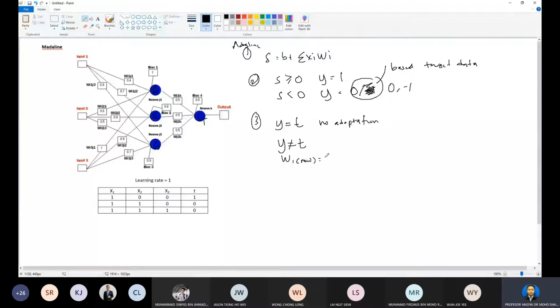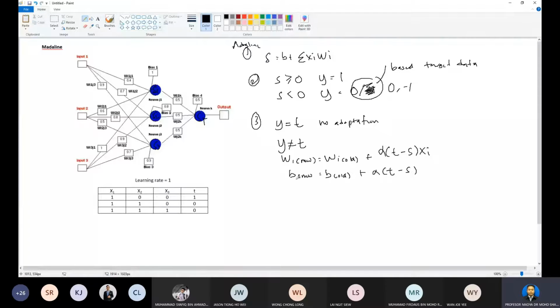The new weight equals the old weight plus alpha times (target minus s) multiplied by xi. And for the new bias, the old bias plus alpha times (t minus s). Okay, so that's the formula for the middle line. I think the middle line is also similar to the other line.